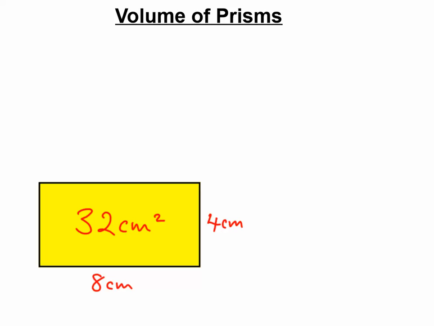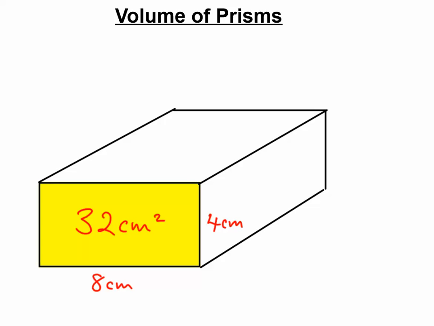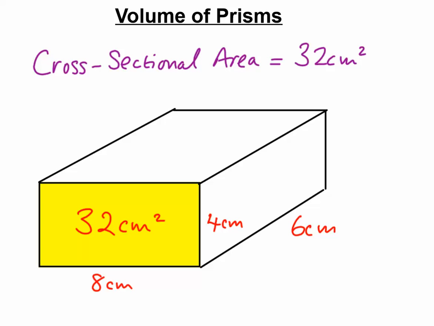Now if this was the end of a rectangular prism, it would look like this. And if the depth of this was something like 6 centimeters, then we need to work out the volume inside this rectangular prism. So in order to do this, we use what we've found out already. We know that the cross-sectional area, the bit in yellow of the rectangle, is 32 centimeters squared.